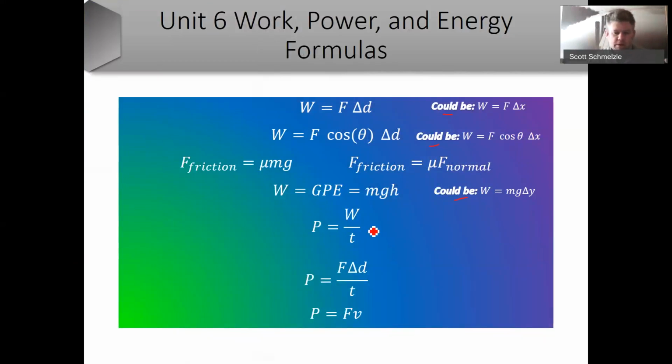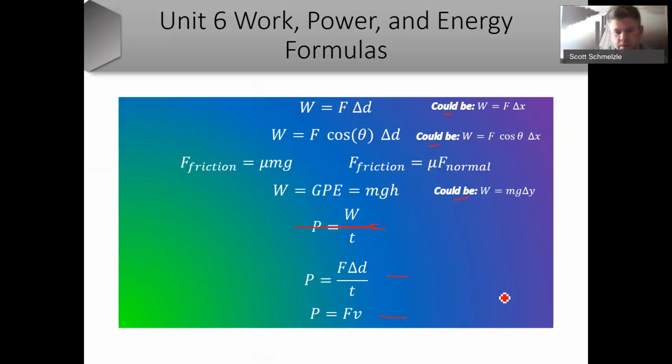So here was the first one we showed, right? Power equals work divided by time. Here was the second one. Power equals the force times the distance divided by time. Here was the third one. Power equals force times velocity.